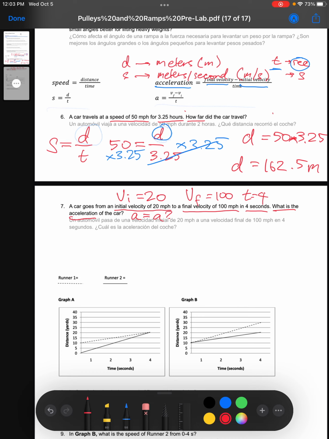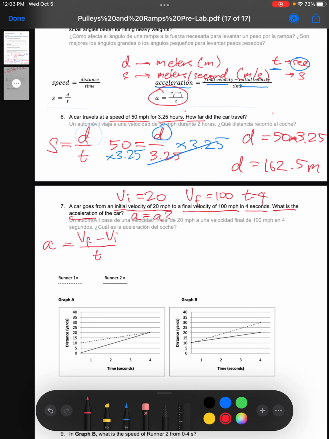And let's rewrite, which equation should we use to solve this problem? Which formula should we use? Let's use this equation because it includes all of these variables that we have in our problem. So let's write down the equation: A equals VF minus VI over T.